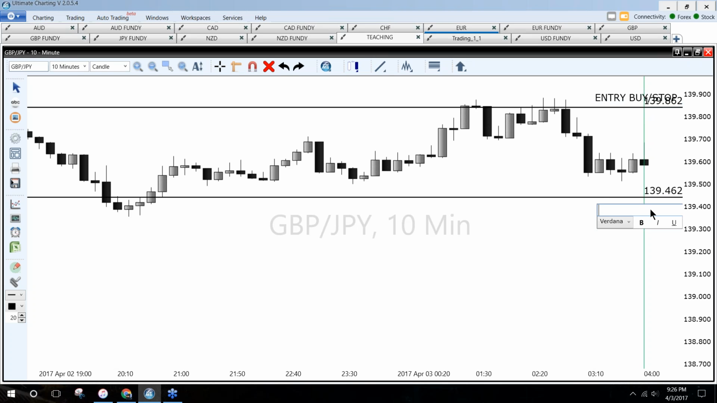By the way, any traders in the room that don't know the difference between an entry buy stop and entry buy limit? If anybody needs that explained, now is the time. Please let me know. Next up, I'm going to be looking for limits.